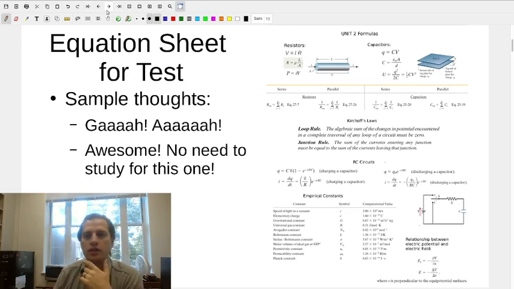Now, the equation sheet that I've given you for the test is fairly full. It has stuff with resistors, capacitors, it has stuff on Kirchhoff's laws, on RC circuits, on the relationship between the electric field and the electrical potential.